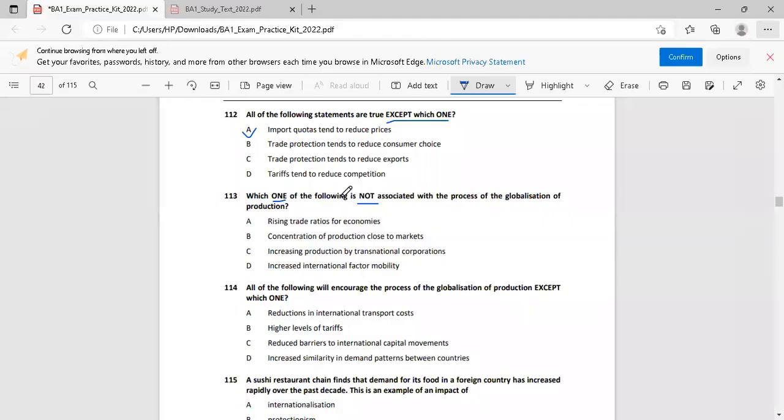Now, question 113: which one of the following is not associated with the process of globalization? Here we see rising trade ratios for economies. Trade ratio to the national income is increasing, isn't it? Then, B says concentration of production close to markets, C increasing production by transnational corporations, D increased international factor mobility. One is not associated. The others are associated with globalization.